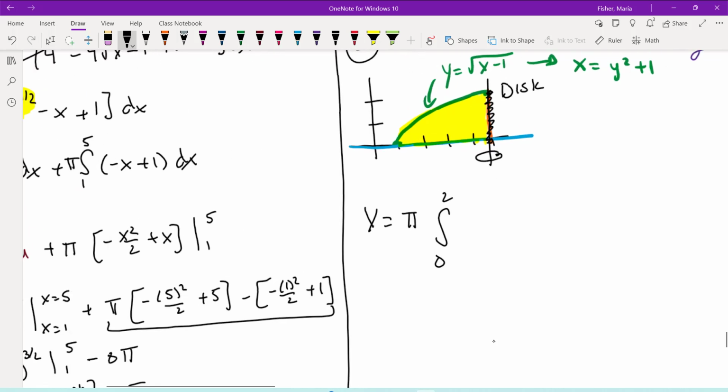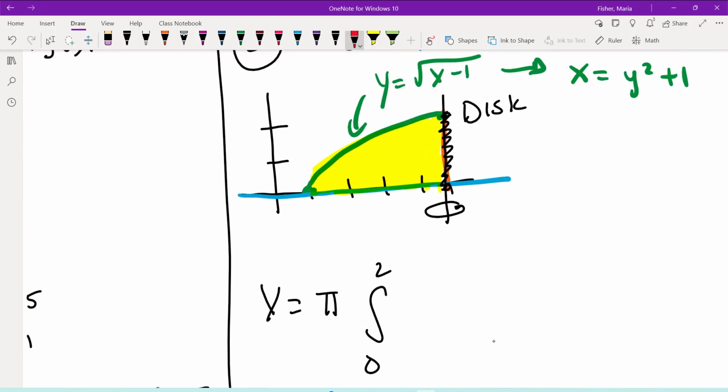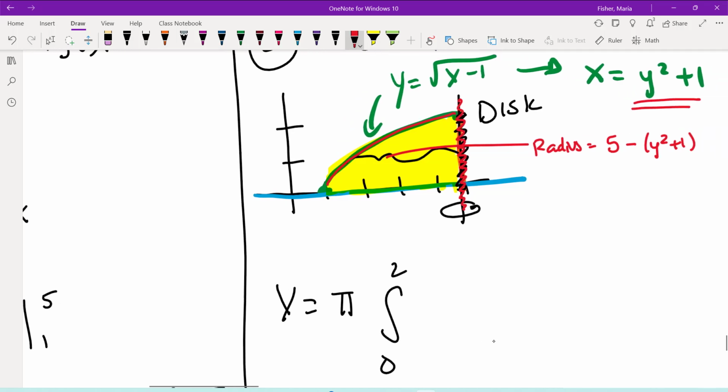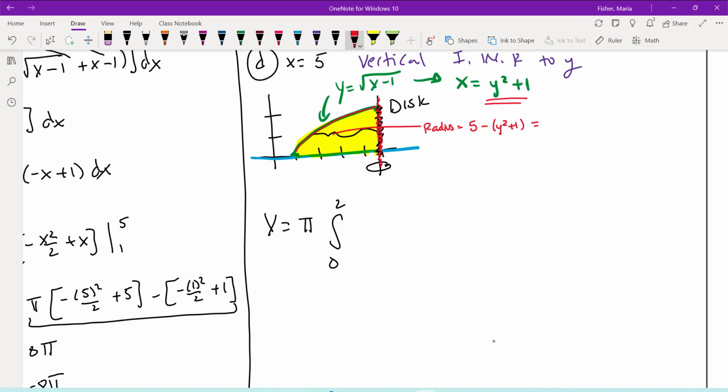So remember, the radius is always going to be perpendicular to the axis of rotation. So it's going to be this guy right here. My radius there is, well, it's 5 minus y squared plus 1 because it's the axis of rotation 5 minus the green thing, which is that y squared plus 1. If we distribute there, we end up with 5 minus y squared minus 1, or that my radius is 4 minus y squared. So here I write 4 minus y squared, and I square it dy.